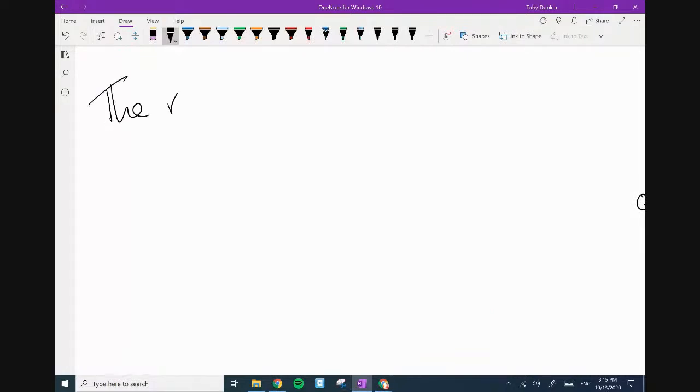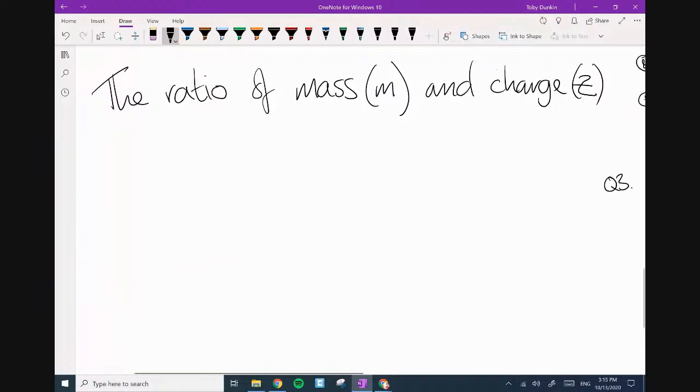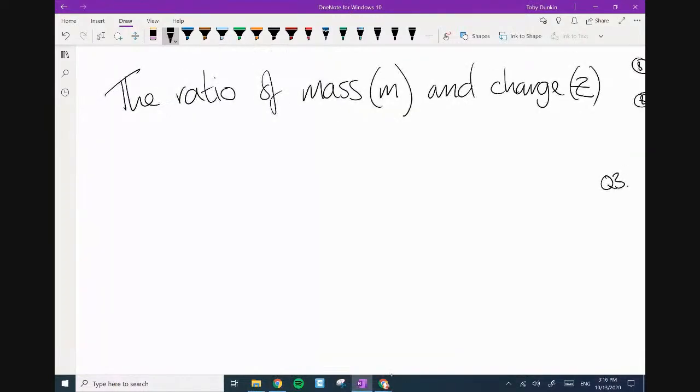The ratio of mass and charge, z, the ratio of mass and charge, I don't know where my notes have all gone all wonky. Mass over charge predicts deflection, overall deflection.